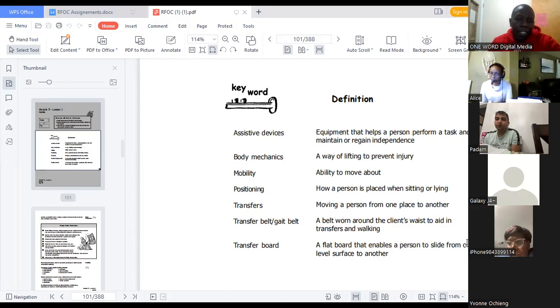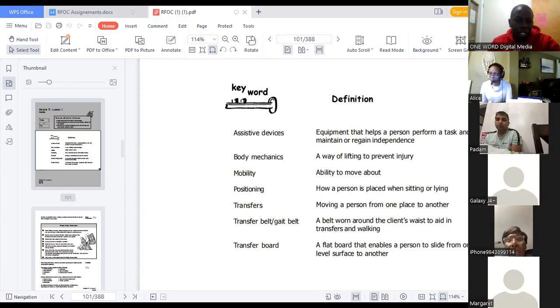Then body mechanics, when you talk of body mechanics, is a way of lifting that prevents injury. In the process of helping the client, you don't want yourself to be hurt, you know? So if you are lifting the client, whether you are transferring the client from the bed, or you are turning the client who is in bed, or you are transferring the client from the wheelchair to the bed, how are you going to do that successfully without hurting yourself or also hurting the client?